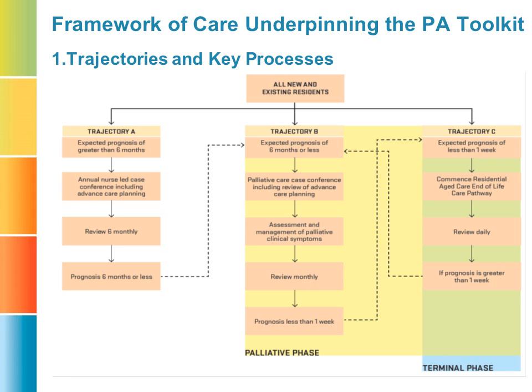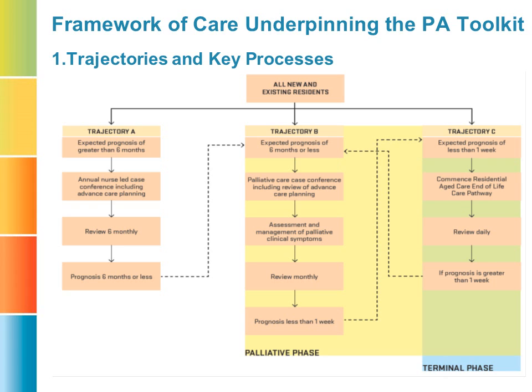So there's an expected prognosis of greater than 6 months, and as I said, it's not an exact science, but clinicians who actually know their residents really well get this right most of the time. You'd be surprised how accurate this sort of thing is. For those people, we say you should have an annual lead case conference, which includes advanced care planning. That's for everybody that comes in, and you certainly don't do it the day they come in, but probably within the first couple of weeks or a month. And then for us, we review that every 6 months.